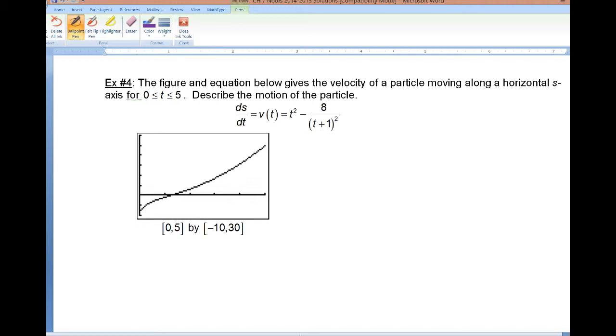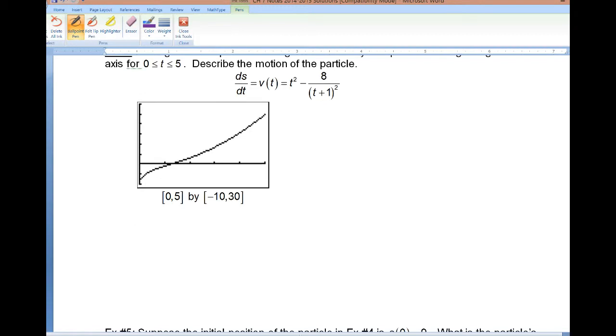Okay, so when the velocity is below the x-axis, then we know it's moving left. And then as soon as it goes above the x-axis, moving to the right. And when it crosses, not just touches, but it actually has to cross, then that's when it's 0. So let's figure out the x-intercept. This is a calculator problem where you have to just type it in. Find the 0.